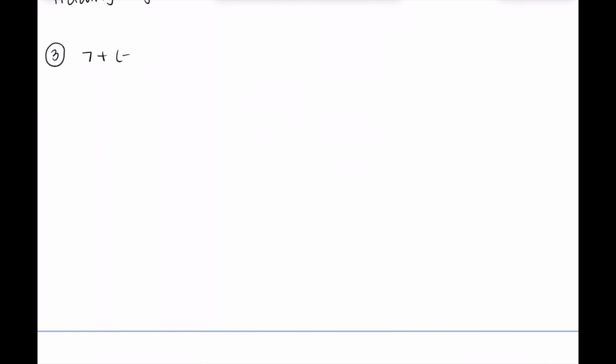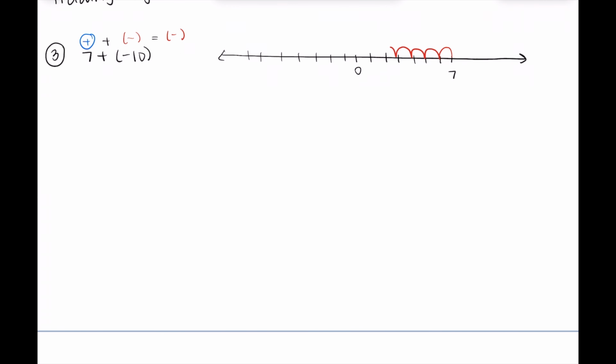For number 3, we have 7 plus -10. 7 is positive, 10 is negative, and we know that 10 is bigger than 7, right? The absolute value of -10 would be 10. So we are expecting a negative answer. We'll go through and draw out our number line. We're going to go out 7, and 7 is where we're going to start. And here we are adding by a negative, so that will move us to the left by 10. And when we move left by 10, we are ending up at -3. So -3 would be our answer for number 3.